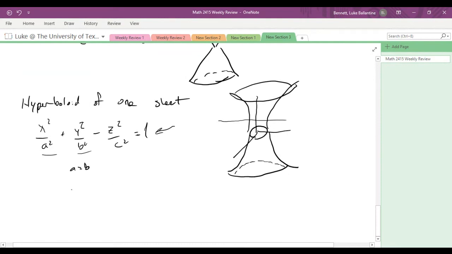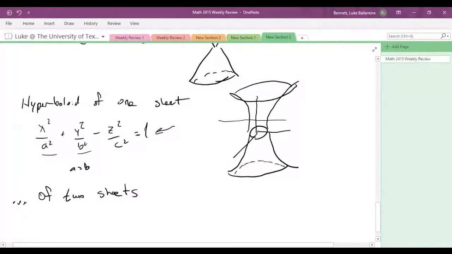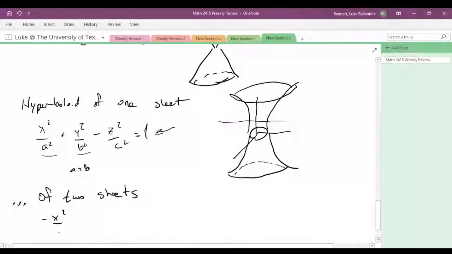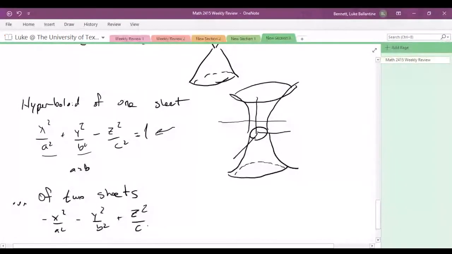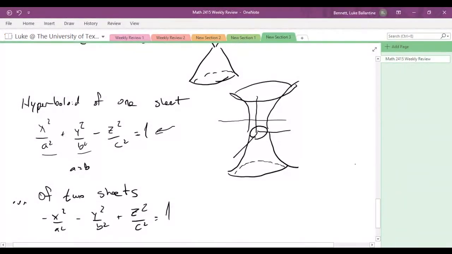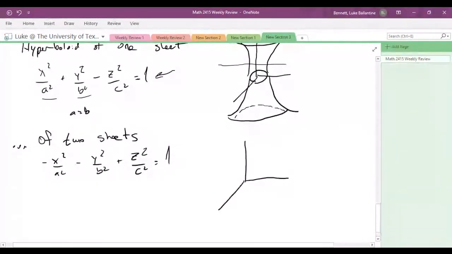Now we got a hyperboloid of two sheets. That is if we have two minus signs. So suppose we have negative x squared minus y squared plus z squared. We only have one plus sign. So it's going to engulf the z-axis this time. And they look like this.